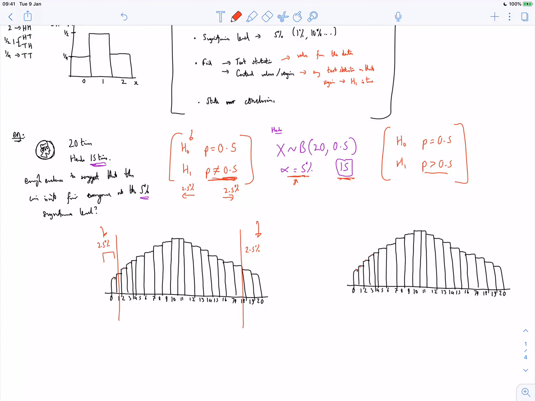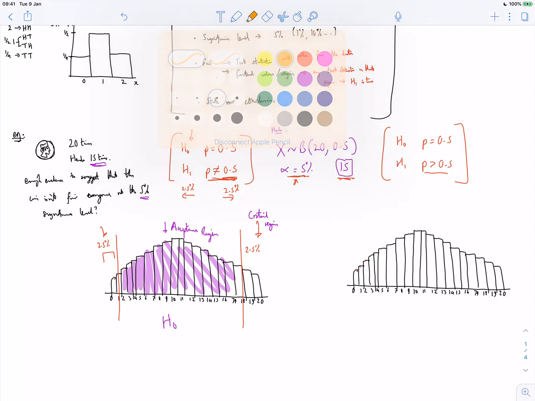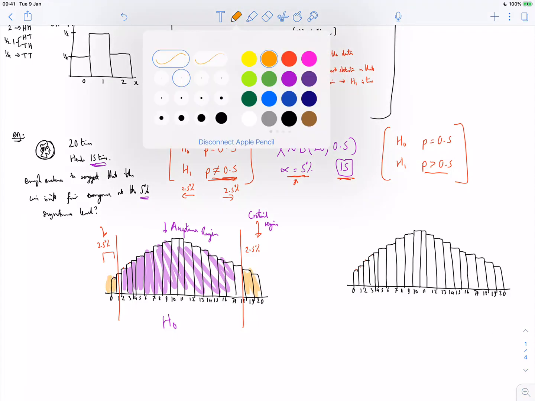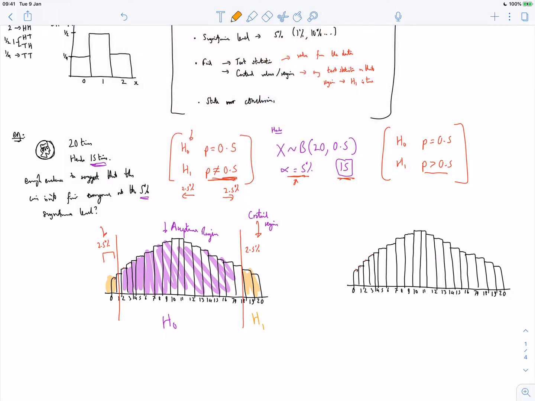And these outside bits, they are called the critical region. And this bit inside is the acceptance region. Another way of thinking about it is, if it's inside the acceptance region, then you take H0 to be true. And if it's inside the critical region, the outside bits in this example, then you reject H0 and say there's enough evidence to suggest that H1 is true.